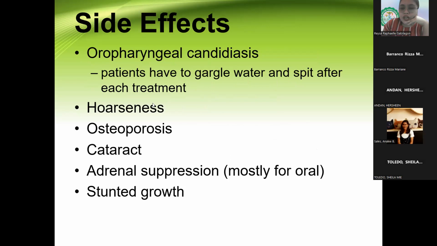Both of them, oral and when injected, are included there. But oropharyngeal candidiasis, and even hoarseness of voice, are from the inhaled corticosteroids. The rest are from the oral route. And then, let us also include, was I not able to include it, or is it in the next one? It's not there.